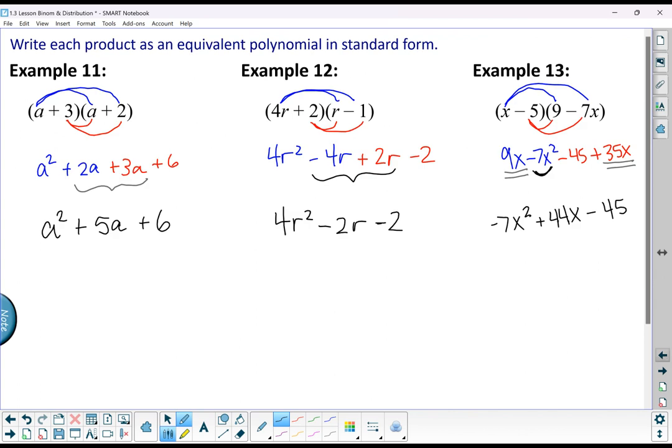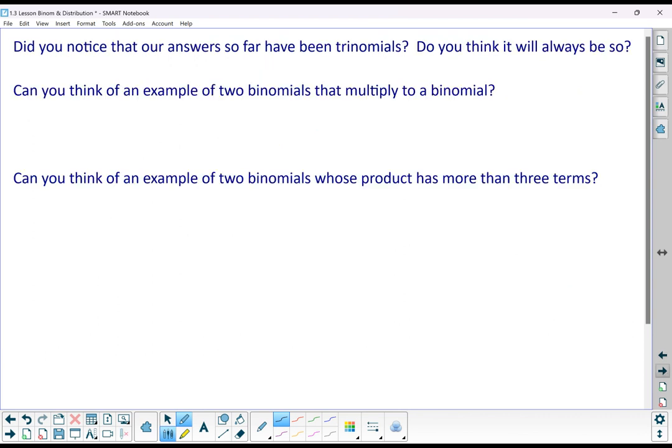You might have noticed that when we are multiplying two binomials together, our answers so far have been trinomials. It is possible to get an answer that has only 2 terms. It's also possible to get an answer that has 4 terms. I do want to show you one where you get a binomial as your answer.